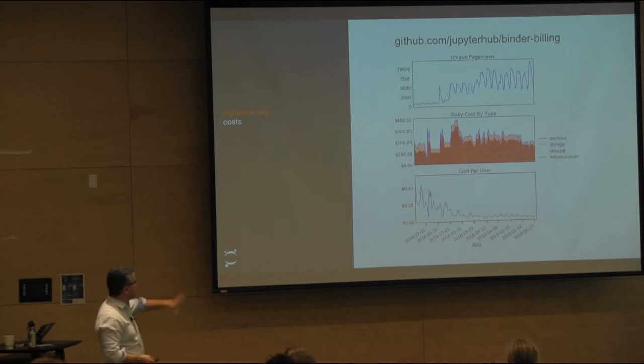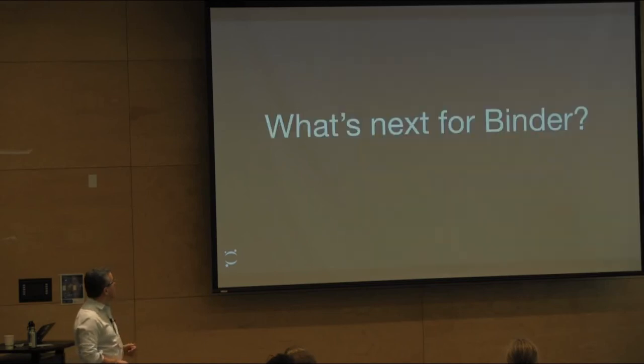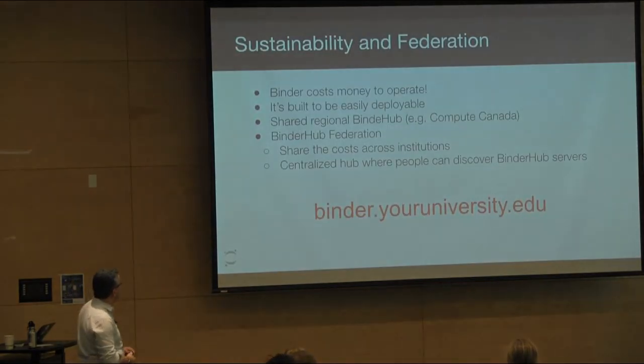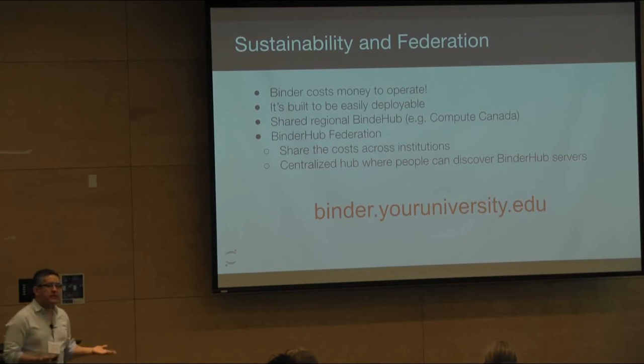So there's statistics on a lot of stuff. The cost per user has been going down, so it's been getting better and better and better. They've been optimizing a lot. And so now what we're thinking about is, okay, well, when the money runs out, which is very, very soon, and I need to be writing a grant very soon, how do we sustain this? And one of the ideas that we're thinking about is how do we federate this?